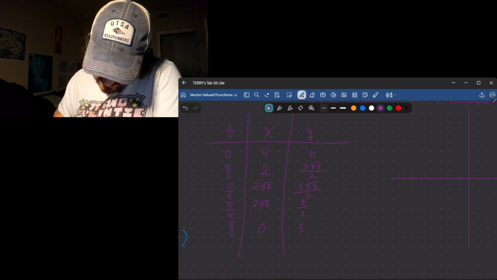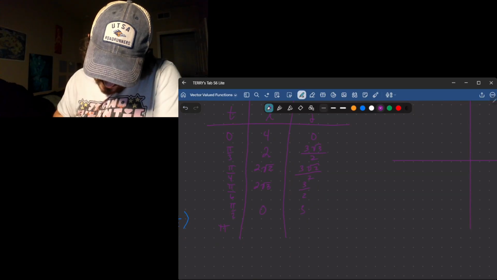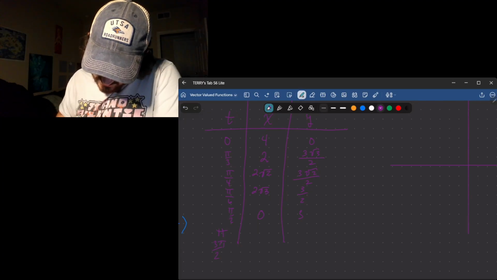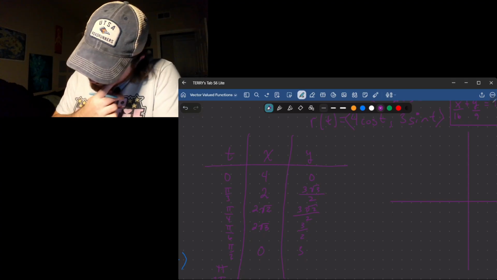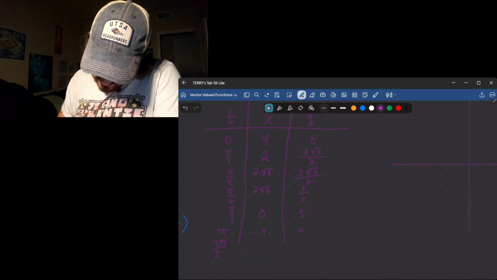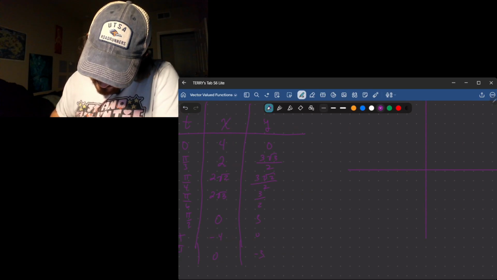Okay, and I'm going to do just 2 more points just to make sure we can really see what this is going to look like. So we're going to do pi and 3 pi halves. At pi, cosine of pi is -1 and sine is 0, so we're going to get -4 and 0. And I think we can see where this is going. We're going to get 0 and -3. If you don't believe me, you can double check. Okay, so now we should have enough points to graph.